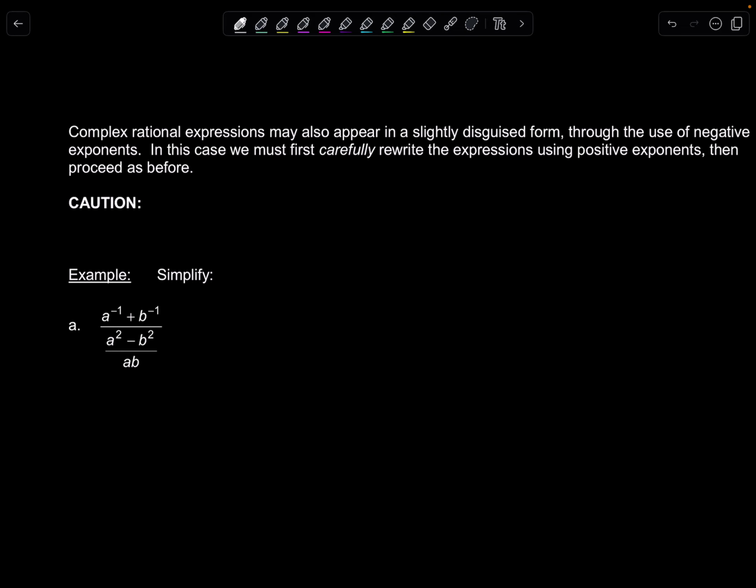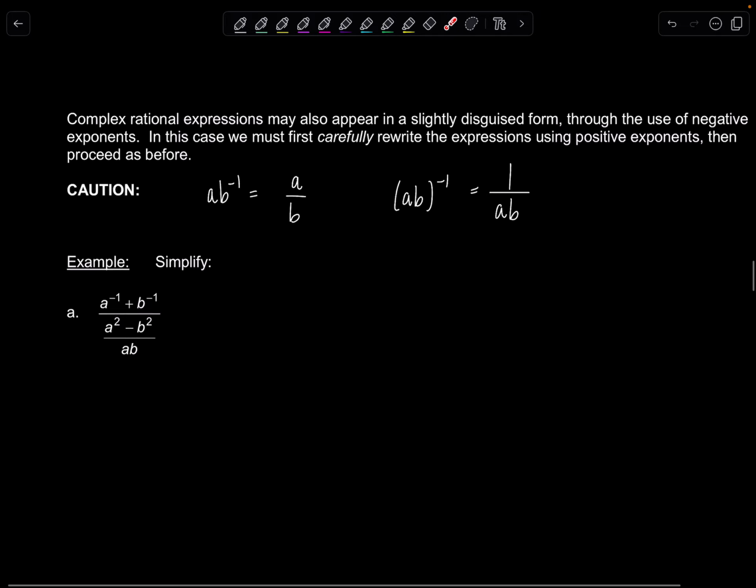Caution, I want to make this very clear. If you have A B to the negative first, that's A over B only. If you have (AB) to the negative first, that's 1 over all of it, AB. Do you see the difference? So the exponent only applies to the term it's directly touching, unless it's all in parentheses, then it applies to everything. So just pay attention. All right, example A, simplify.